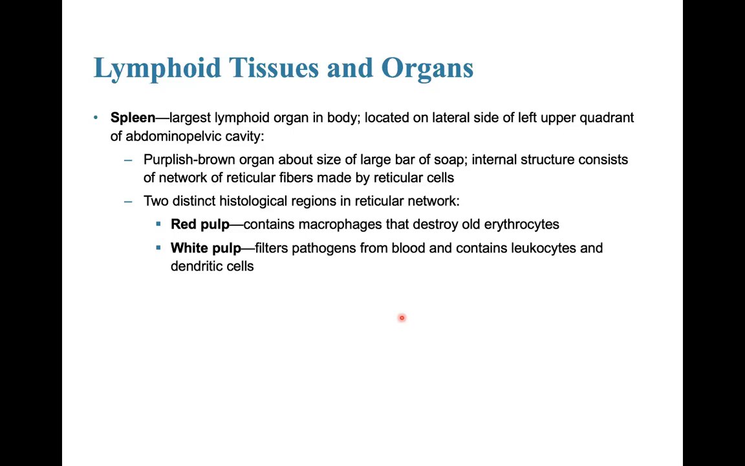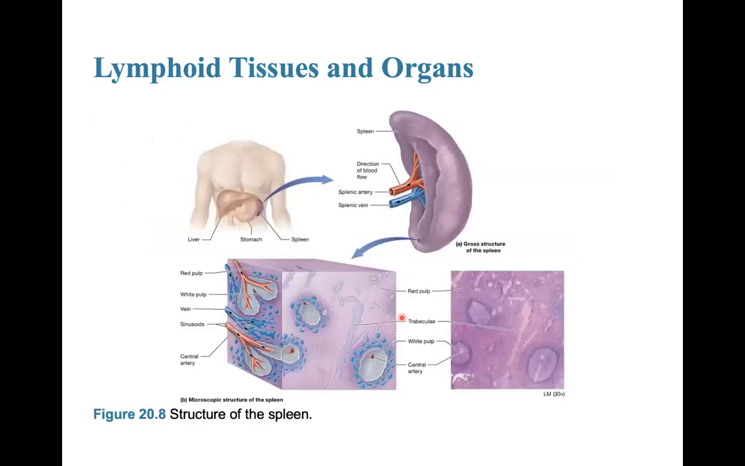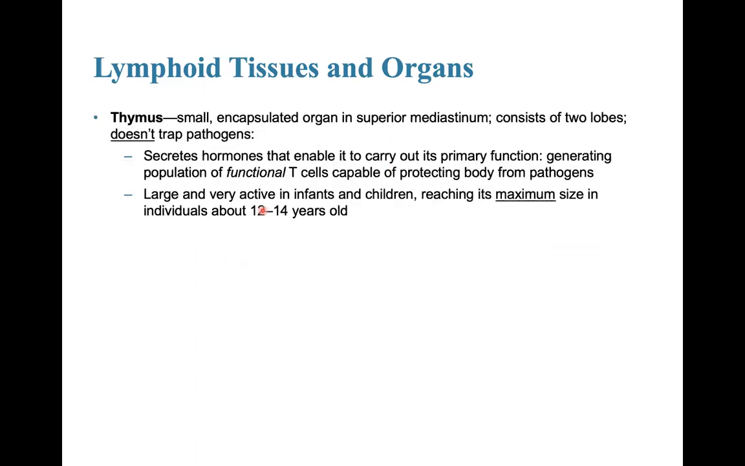Internal structures consist of a network of reticular fibers made by the reticular cells. There are two distinct histological regions in the reticular network. Red pulp, which contains macrophages that destroy old or broken down erythrocytes, and white pulp that filters pathogens from the blood and contains leukocytes and dendritic cells. And here you can see this is your liver, here's your stomach, here's your spleen. Remember that the spleen is also your graveyard for your red blood cells.